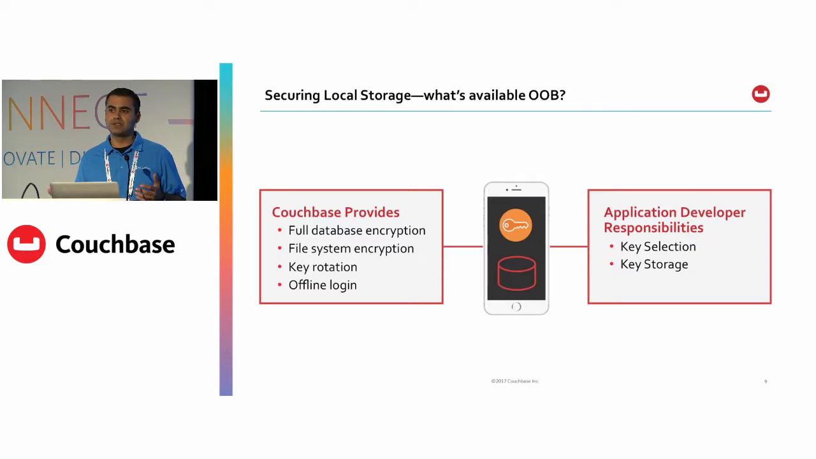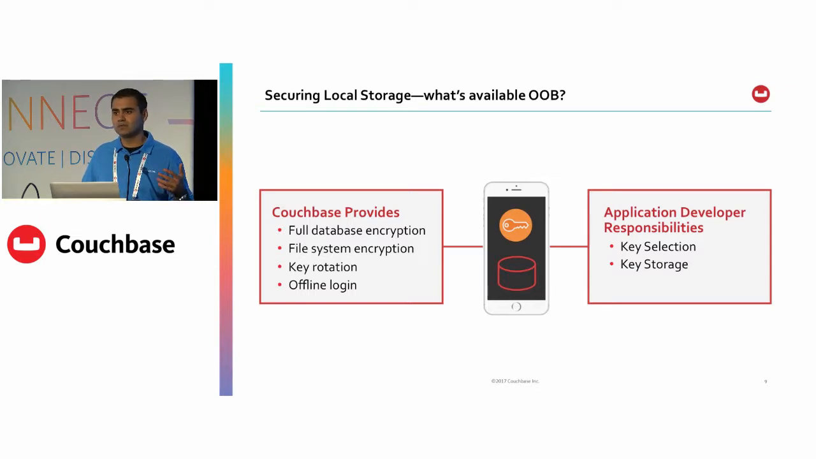So what's really happening out here is that there's a whole bunch of work that is being done. Some of this work is done by Couchbase out of the box, and some work needs to be done by an application developer because it's an application developer concern. So Couchbase provides full database encryption. When you turn on encryption, we make sure that all the database files are tagged appropriately so that the file system encryption is turned on as well.